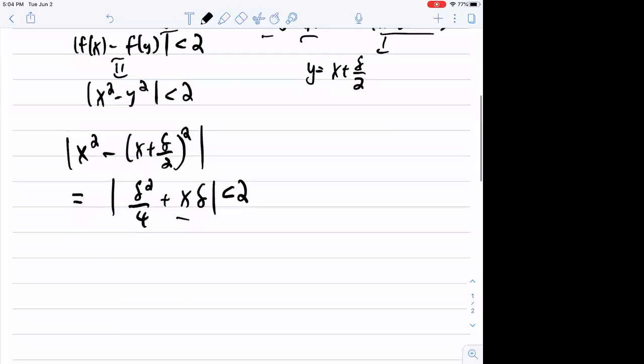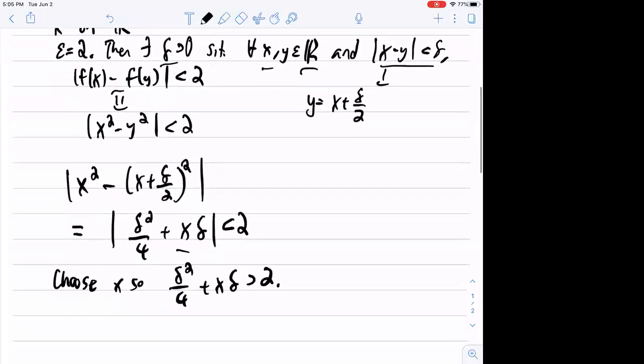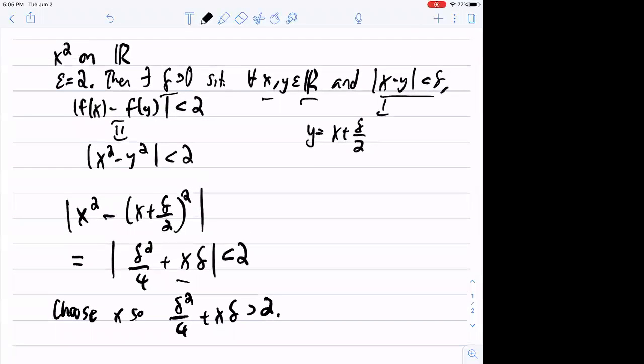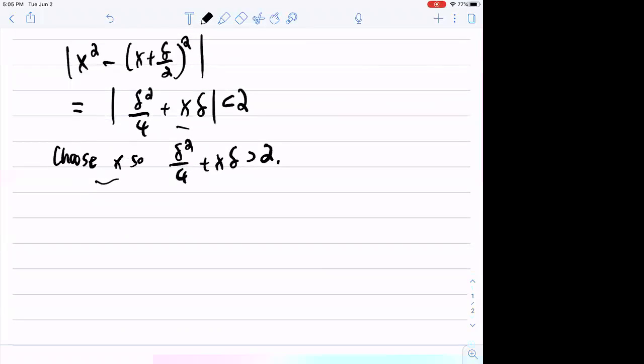So you could certainly choose x so that delta squared over 4 plus x delta is bigger than 2, right? That's certainly possible. So you see that this function is not uniformly continuous. It depends on the point x. If you choose x large enough, this thing will not hold. So now, is everyone good so far?